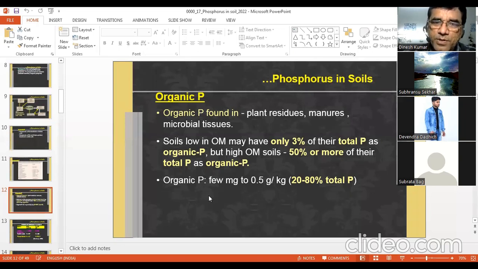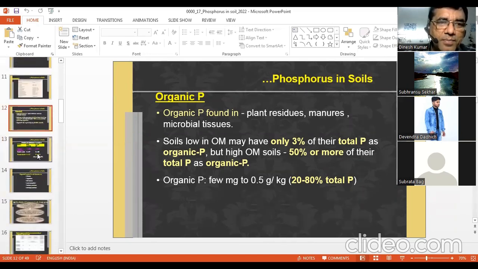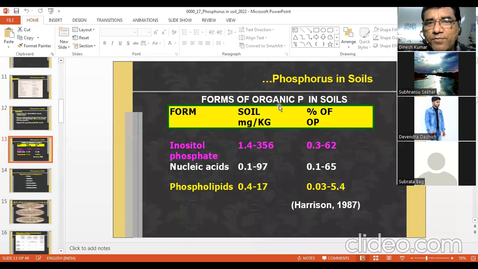And organic phosphorus can be a few milligrams to 0.5 gram per kg. Dear students, I have taken most of the things from Brady's book, Nature and Properties of Soils, and Soil Fertility and Fertilizer. If you miss anything, you can consult that book. Everything is given in detail. So now you can see forms of organic phosphorus in soils.